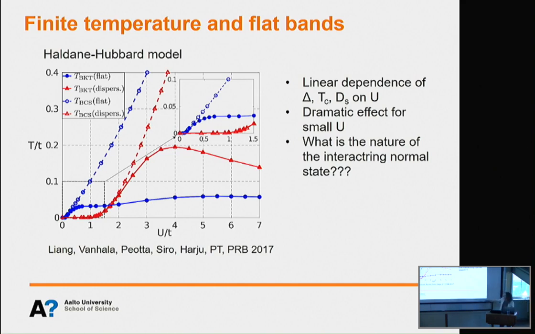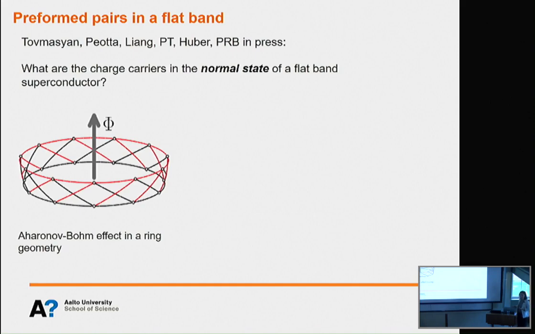And here we have calculated the BKT temperature and BCS for the flat bands, they go like this. So this is the BKT and this is for the dispersive band. And this zoomed up shows that especially for small interactions, these flat bands are dramatically better. And then for larger interactions, actually dispersive bands win. So this, of course, then makes one ask what happens above these critical temperatures. Do we know something about the normal state?